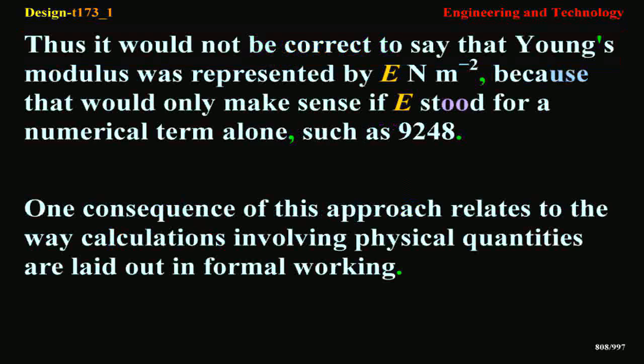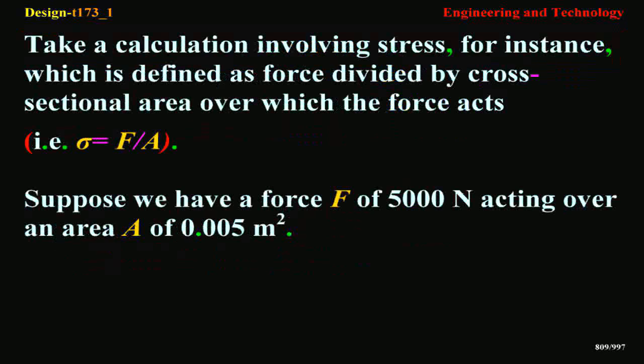Thus it would not be correct to say that Young's modulus was represented by E N m^-2, because that would only make sense if E stood for a numerical term alone, such as 9248. One consequence of this approach relates to the way calculations involving physical quantities are laid out in formal working. Take a calculation involving stress, for instance, which is defined as force divided by the cross-sectional area over which the force acts, i.e. σ = F/A.